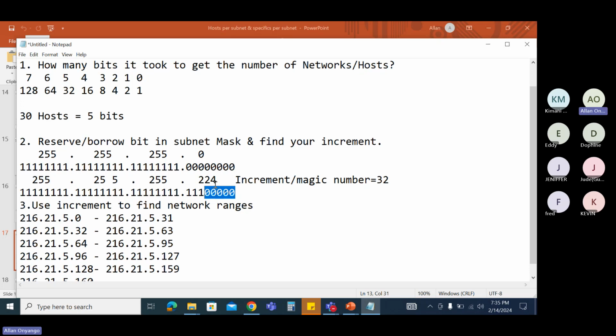We're going to do a different one and see how it works out. So from here, everything else is the same. Remember, the increment remains the same. The last one bit on the subnet, the new subnet mask, is still what? It's still 32. Yes. And we are going to add it on the fourth octet of our IP. Our IP was 216.21.5.0. So 0 plus 32, 32 plus 32, 64 plus 32, 96 plus 32, 128.